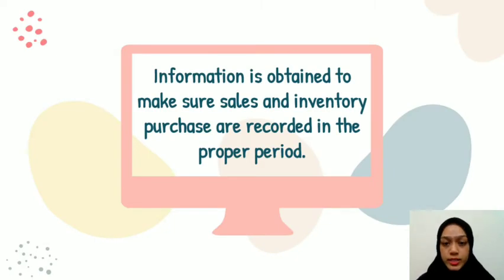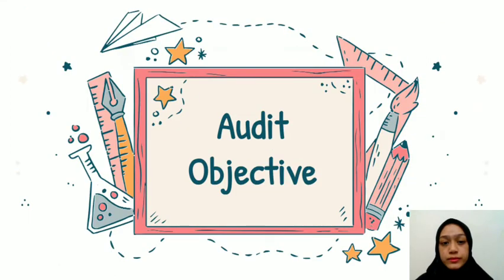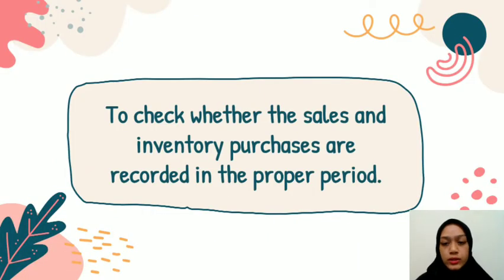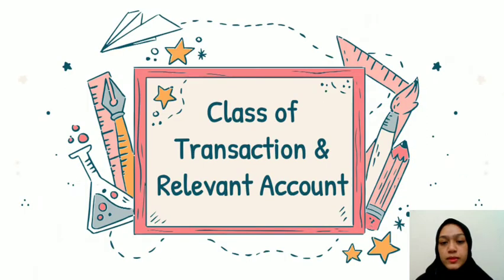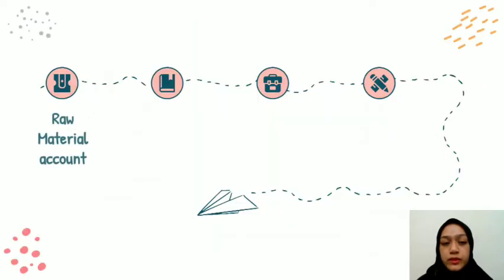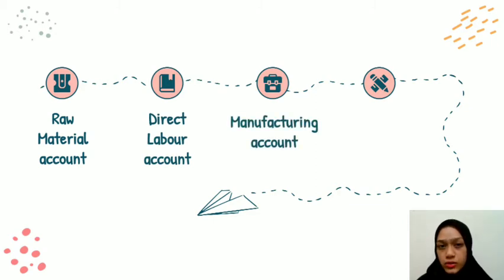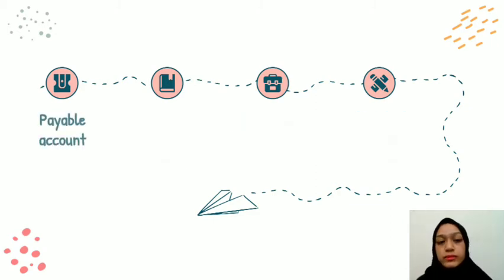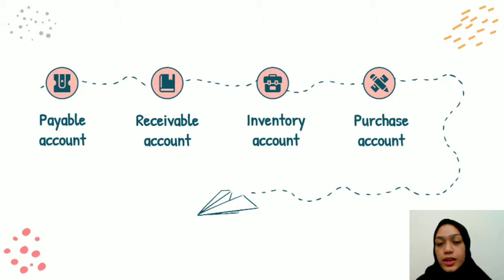The information is obtained to make sure sales and inventory purchases are recorded in the proper period. The audit objective for cut-off is to check whether the sales and inventory purchases are recorded in the proper period. Next, there are 8 classes of transaction and relevant accounts related to the cut-off. The first one is raw material account, and then direct labor account, manufacturing account, finished goods account, payable account, receivable account, inventory account, and purchase account.